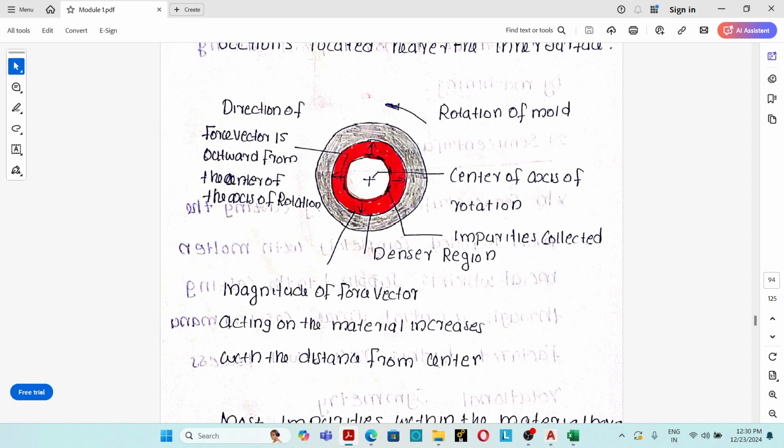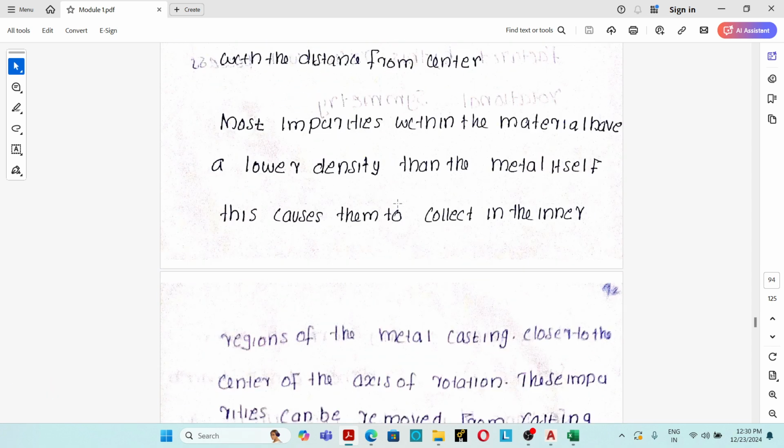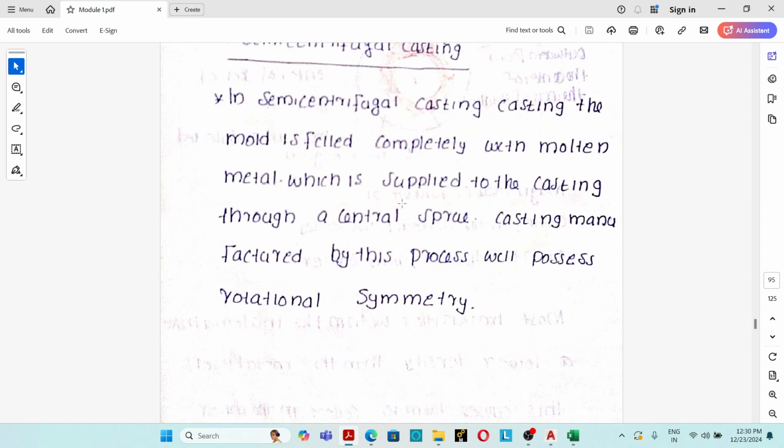Okay, so this is the high density region and this is the low density region. The impurities will be located in the low density region. So this is the importance of the true centrifugal casting process.